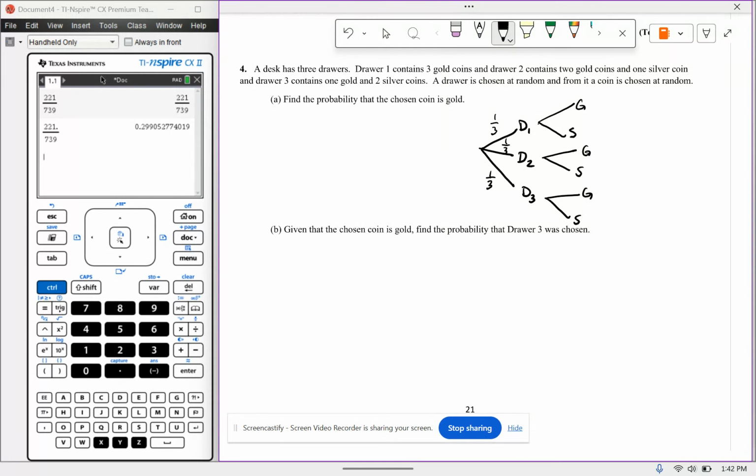Okay, drawer 1 contains 3 gold coins and no silver. Drawer 2 contains 2 gold coins and 1 silver coin. Drawer 3 contains 1 gold coin and 2 silver coins. A drawer is chosen at random, and from it a coin is chosen at random. Find the probability that the chosen coin is gold. All right, let's find all the branches that terminate in a G, multiply across, then add them together.